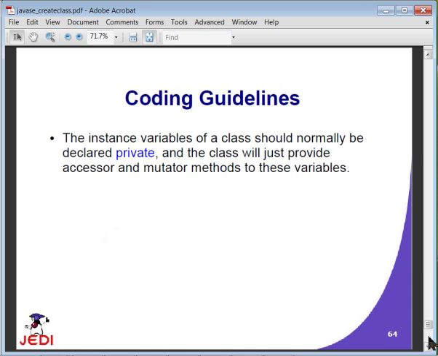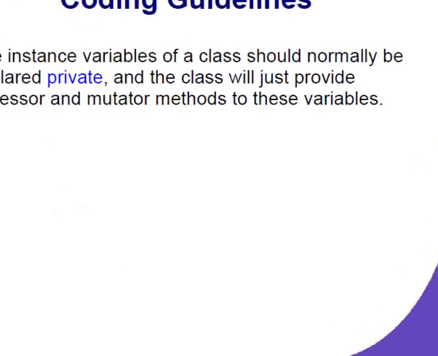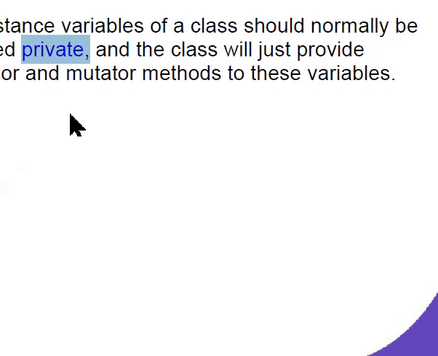Coding guidelines: instance variables of a class should normally be private, so that they are hidden and the client, meaning the user of your class, cannot directly access them. Otherwise it causes problems with encapsulation, meaning your implementation cannot change without affecting the user code. Instead, you want to provide accessor and mutator, getter and setter methods, for the client to use.